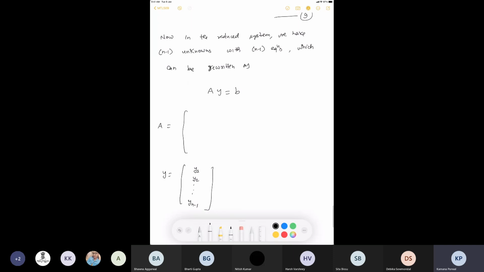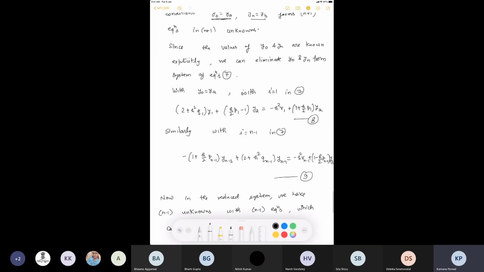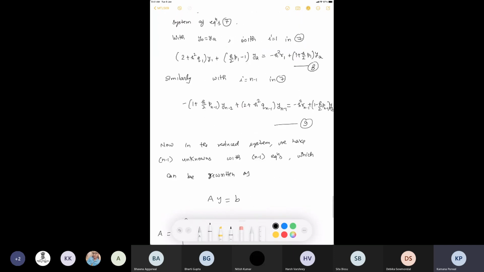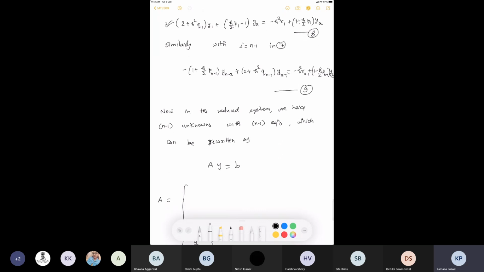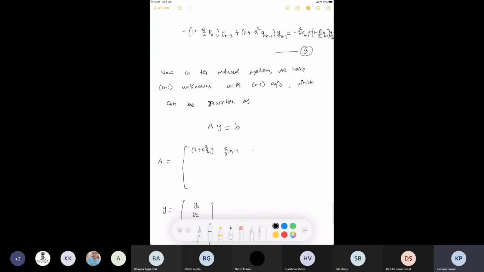So the corresponding matrix is going to be, let's write down the coefficients from the first equation. So the first equation is this. I will have the coefficient of y1 as 2 plus h squared q1, the coefficient of y2 as h by 2 p1 minus 1, and all the rest of the coefficients are 0. Okay, so I'm not writing them.